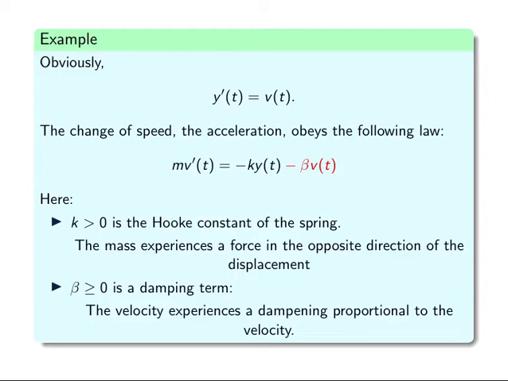Now m times v prime, that is mass times acceleration, of course is a force term, and this differential equation essentially describes what is known as Hooke's law, which you might know from your physics classes. In this context, k is a positive term known as the Hooke constant of that spring, and let's ignore the last term, beta v(t), for the time being. What that equation essentially tells us is that the mass experiences a force in the opposite direction of the displacement.